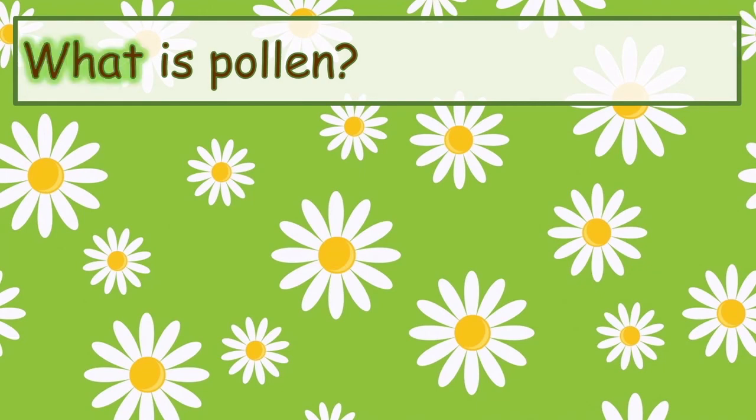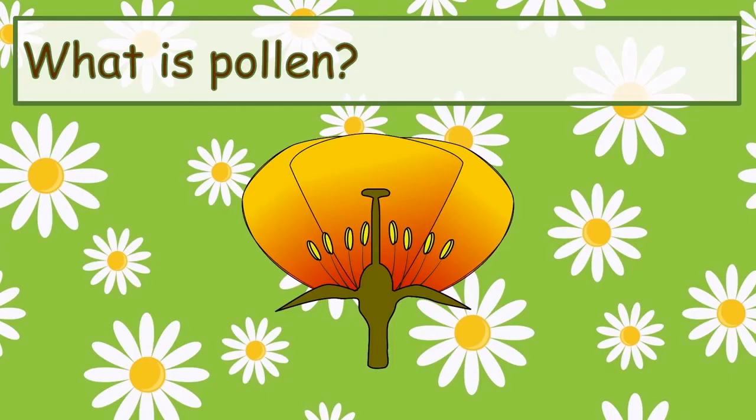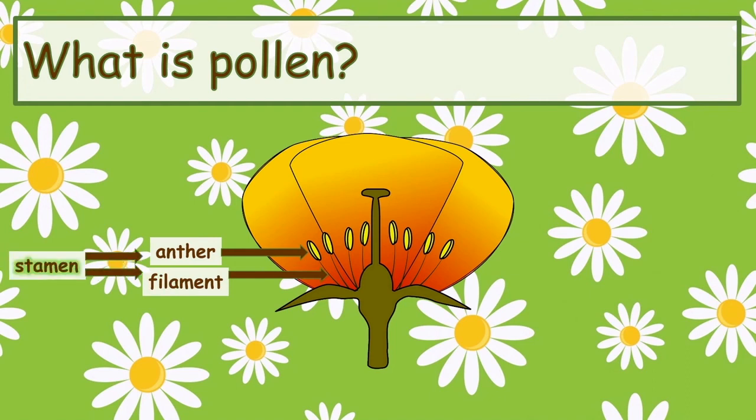But wait, what is pollen? To answer that question, first we should talk about the parts of a flower. Pollen contains the genetic information of the flower. In other words, what it will look like and how it will grow. It is located on the anther, which is attached to the filament. The anther and filament together form the stamen. So the stamen equals the anther plus the filament.